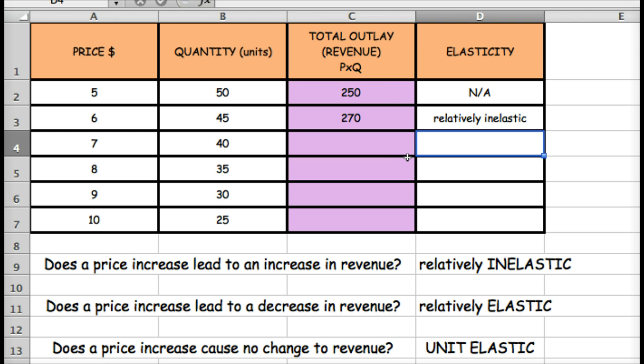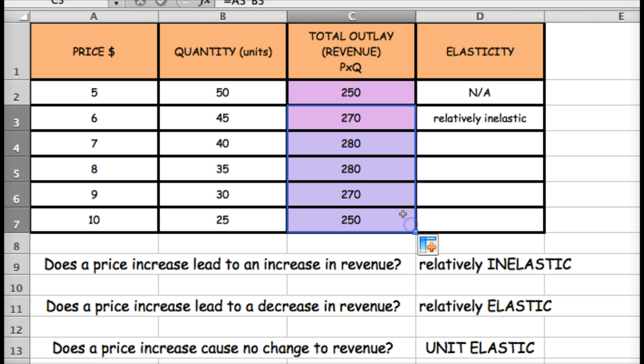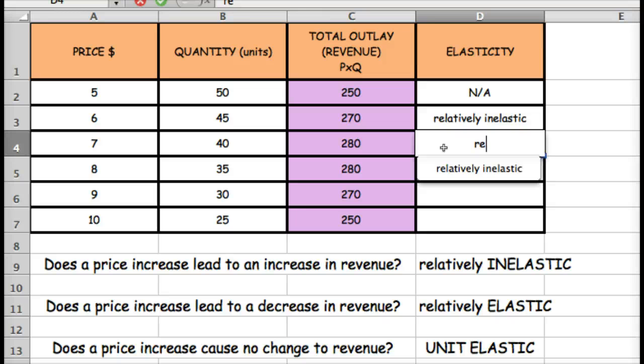Okay. Now, if we copy that formula all the way through, so 7 times 40 gives us a revenue of $280. What's happened from $270 to $280, or what's happened from $6 to $7? We've gone up, revenue's gone up $10. So again, for that small price change, it remains relatively inelastic because revenue's increased.